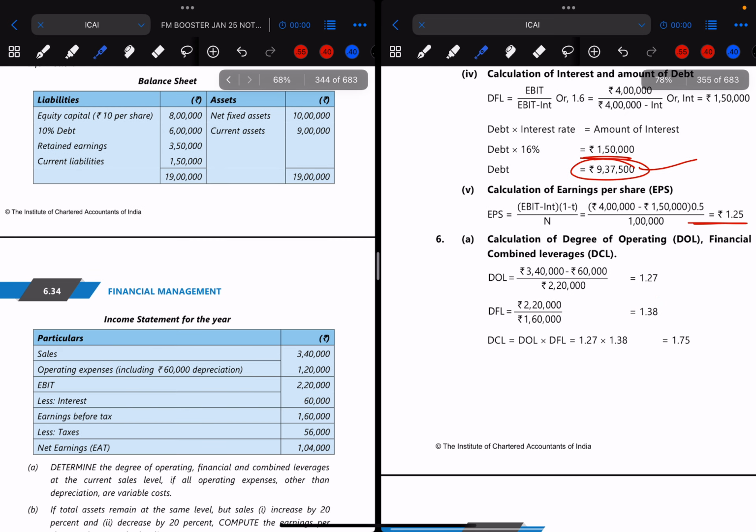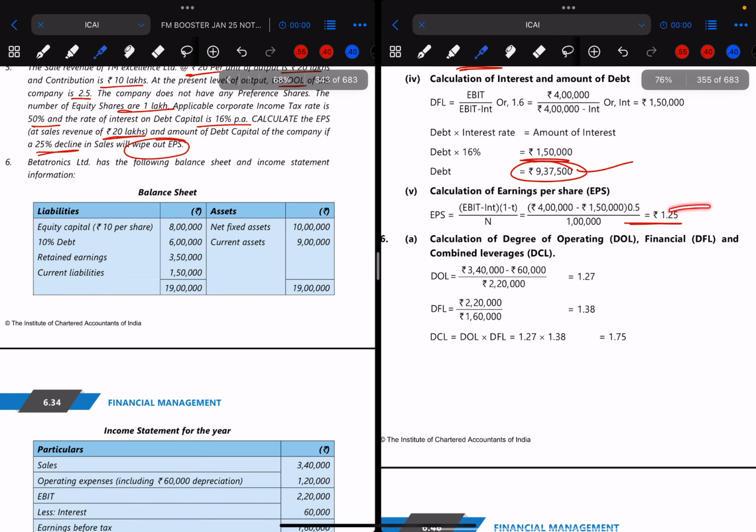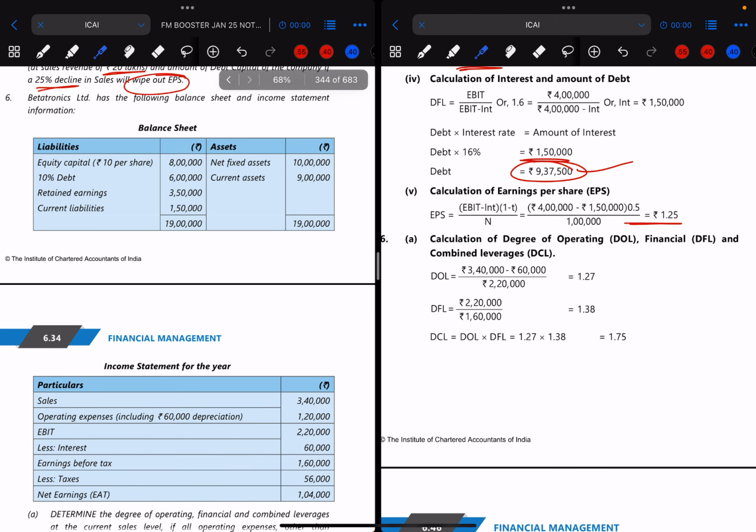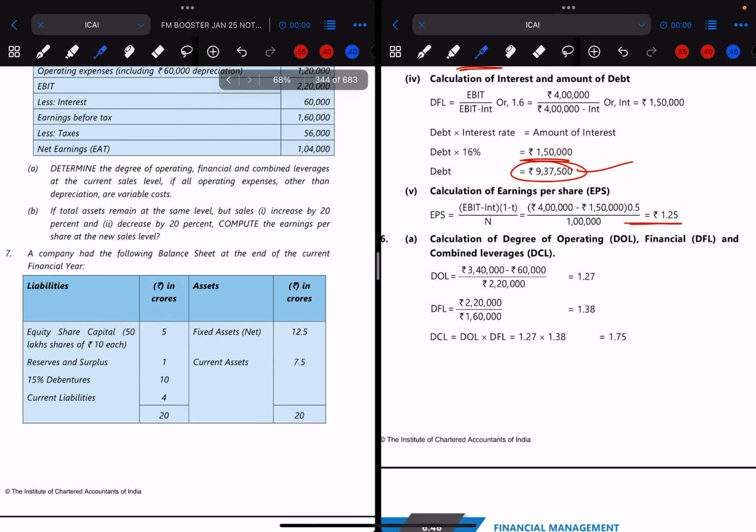Okay, sixth one. This one, by doing the income statement you will get this, don't worry. And the sixth one, prepare an income statement and determine operating leverages, same, that compute increase, decrease, and share at new sale.